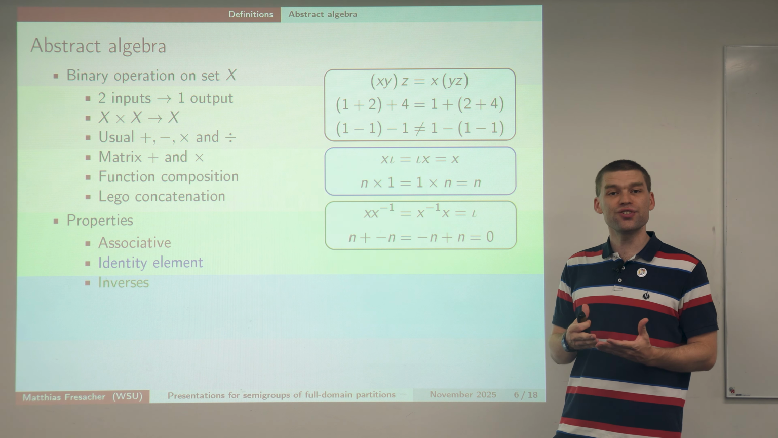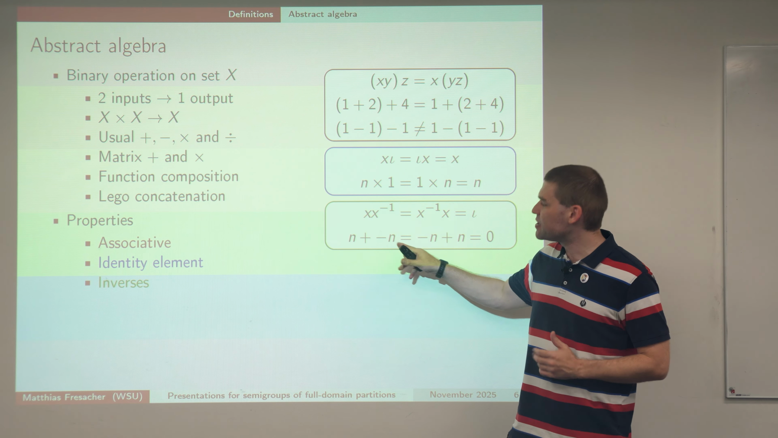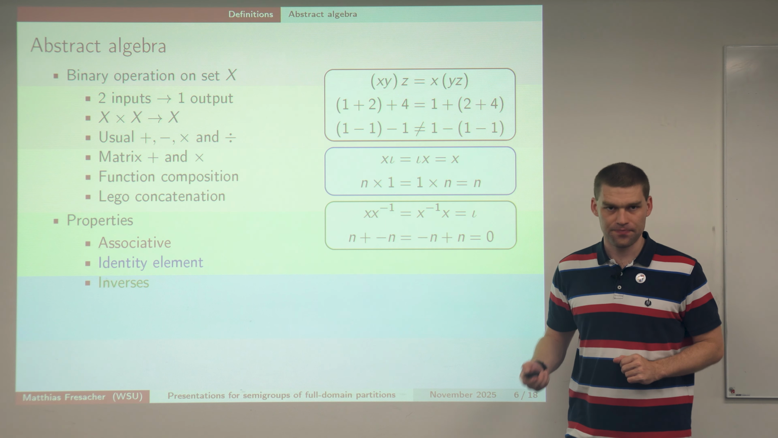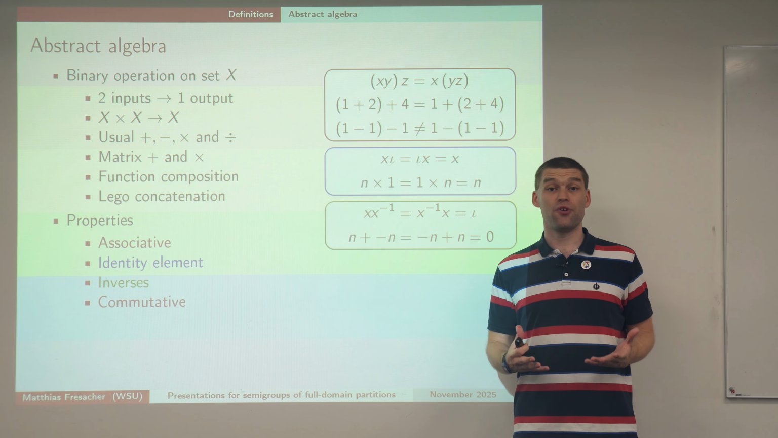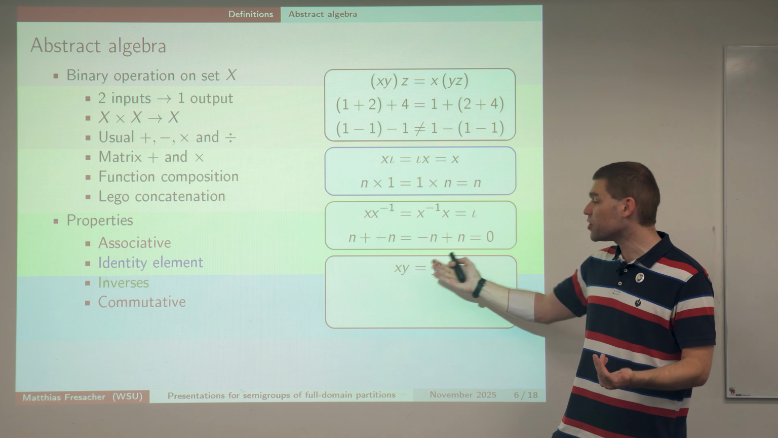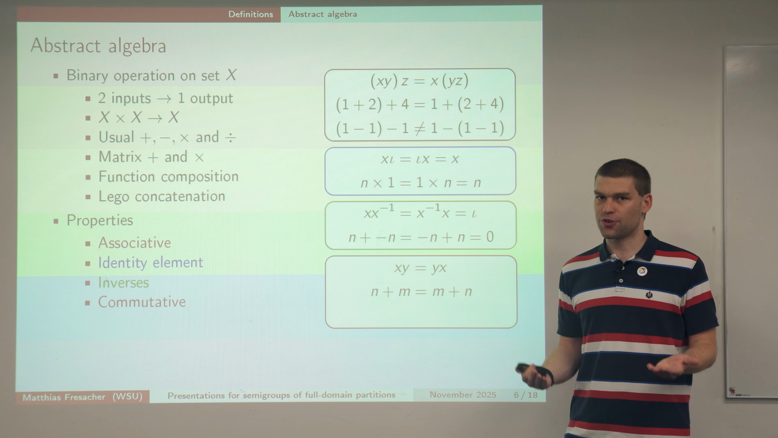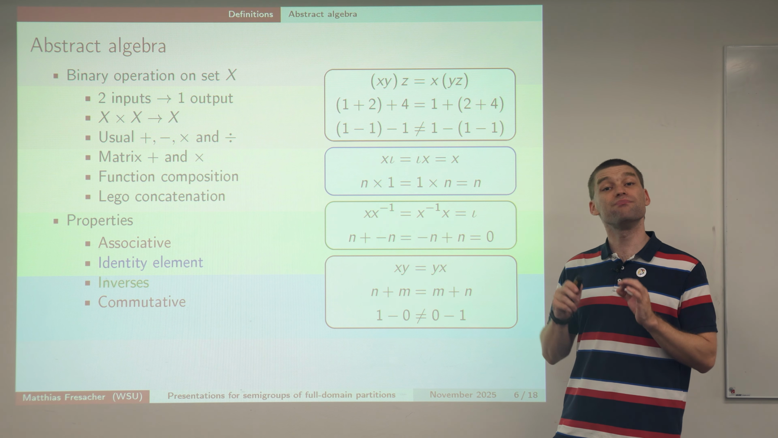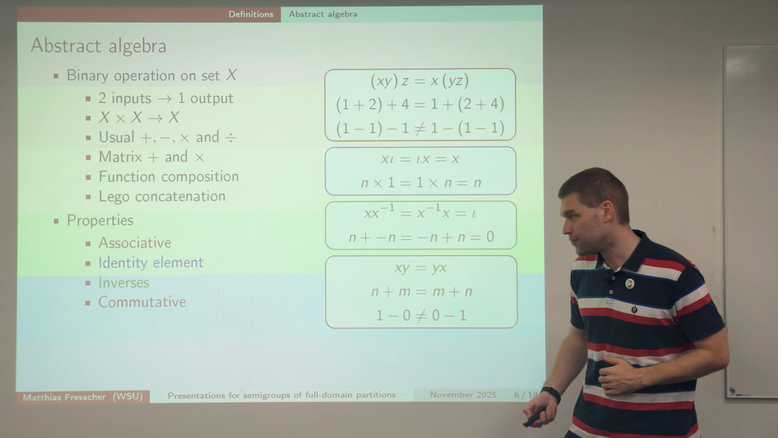Basically, the inverse undoes our binary operation. If I'm looking at addition, the inverses would be the negative of a given number. It could also be that our binary operation is commutative, and by that we mean if I multiply two things together, the order that I do that in doesn't matter. So addition is a commutative operation, but subtraction is not commutative.